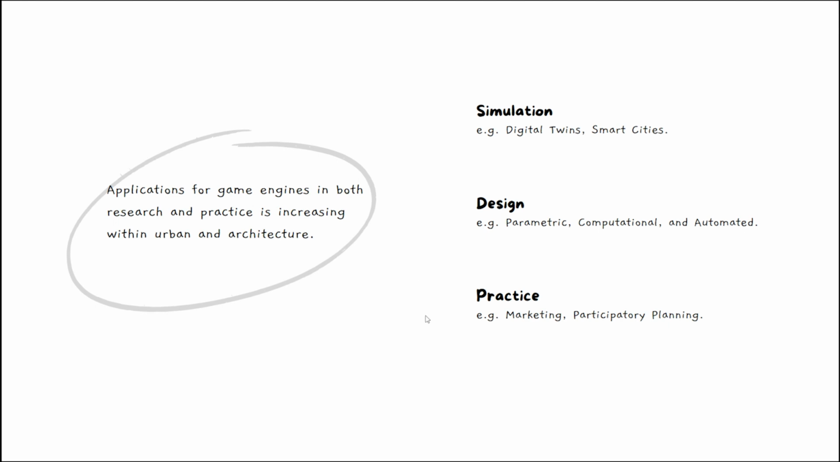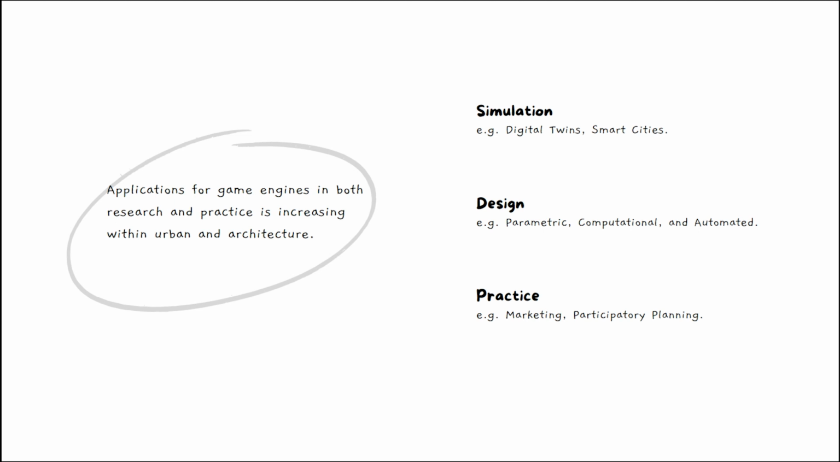Touched upon those briefly. So in architecture and urban design, the use of game engines is increasing. So, we have smart cities and digital twins, which often use Unity. Smart cities, Internet of Things, but you need to find a way to draw that data together or visualize it. Parametric computational design, of course.